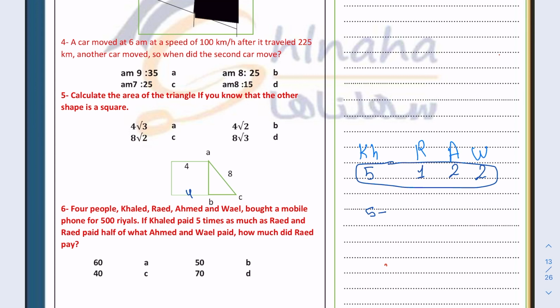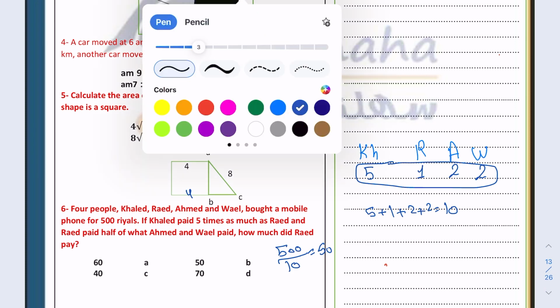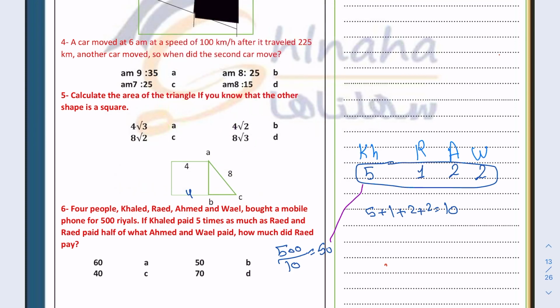We have 5 plus 1 plus 2 plus 2, which is 10. What I should do is divide the amount by the number of shares, which will be 50. So now you can find the share of each one of them. How? Multiply 5 times 50, it would be 250. 5 times 1 will be 50. 5 multiplied by 2 will be 100, and 5 multiplied by 2 will be 100.